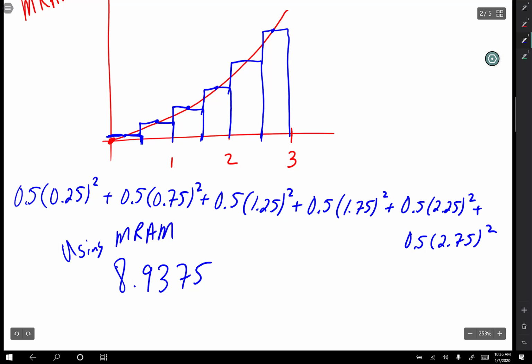All right. Here we go, guys. Focus, focus, focus. Which one do you think is the best approximation? MRAM. What do you think the real value is? The real distance traveled. 8.94. You think it's 8.94? Well, let's find out. I don't know. That's what I'm asking. 9? You think it's 9?